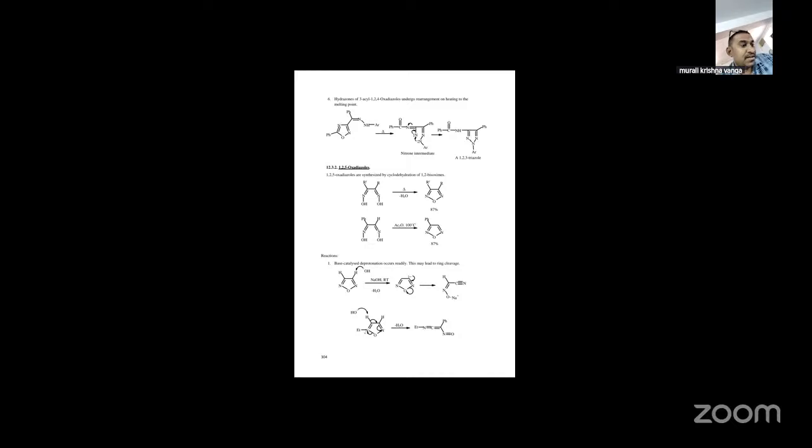The ring cleavage reaction. 3-Ethyl-1,2,4-oxadiazoles undergo rearrangement on heating to the melting point, then give 1,2,3-triazoles as the products.